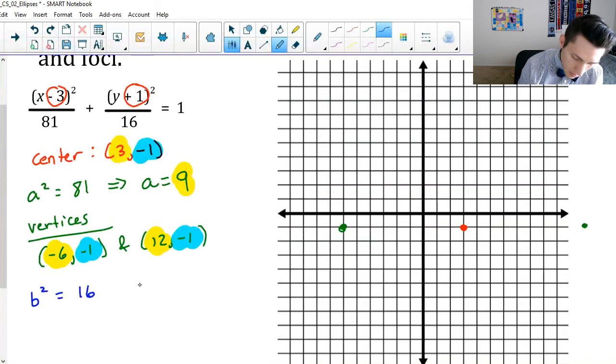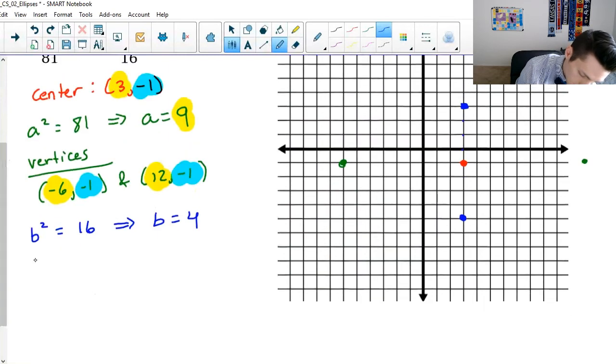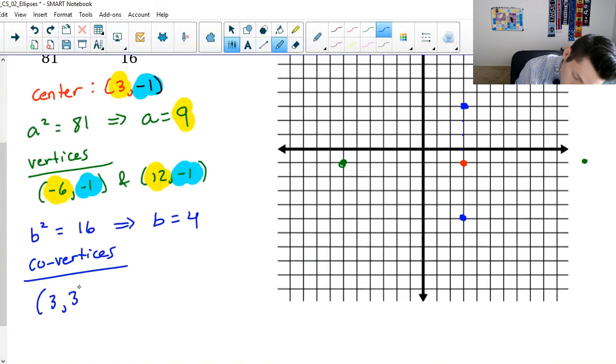B squared is our other value, 16, which means that B is 4. So from the center, I'll go up 4, 1, 2, 3, 4, and down 4, 1, 2, 3, 4. So I can write out that my co-vertices are 3, 3, and 3, -5.